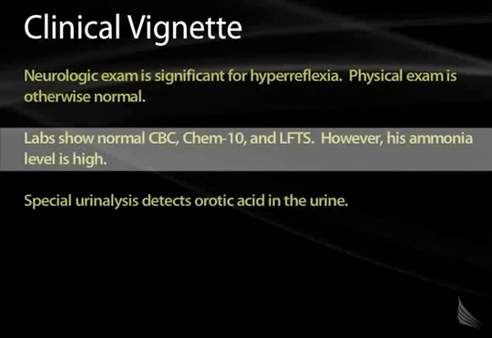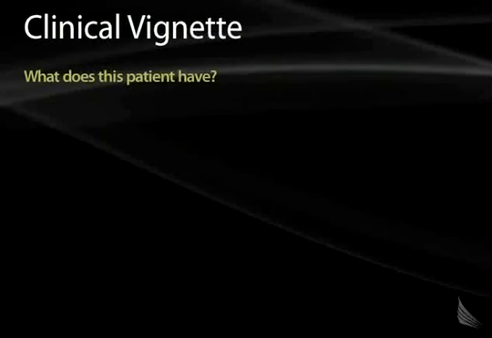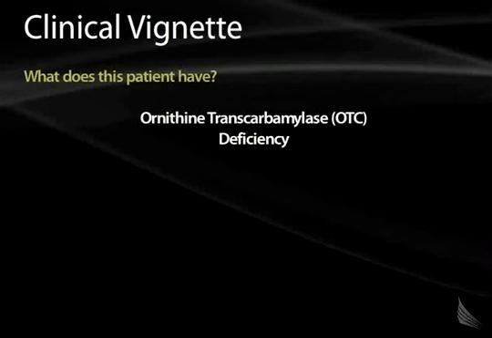The labs show normal CBC, normal chemistries, normal LFTs, but his ammonia level is very high. You're suspecting a particular genetic defect, and so you do special urinalysis exam for orotic acid, which you detect in the urine. This patient has a disease called ornithine transcarbamylase deficiency, or OTC deficiency.